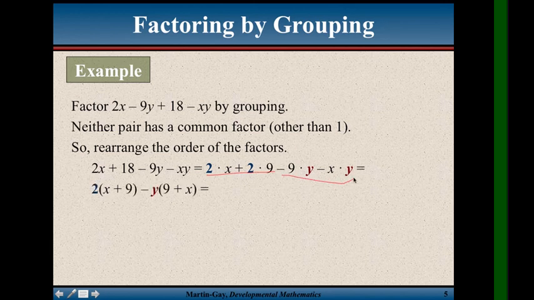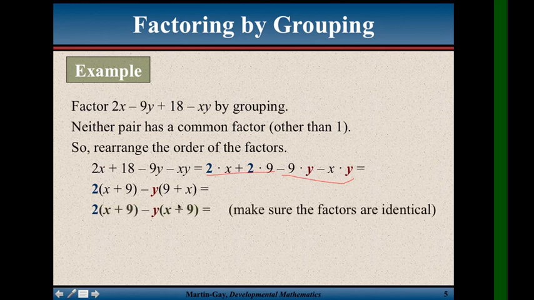So we have 2 times x plus 9 and negative y times 9 plus x. x plus 9 and 9 plus x are just the same. So the GCF is 9 plus x or x plus 9. Make sure the factors are identical, so we made them identically the same. So we have x plus 9 and 2 minus y as the remaining factor. So these are the factors of the expression that we have in our given.